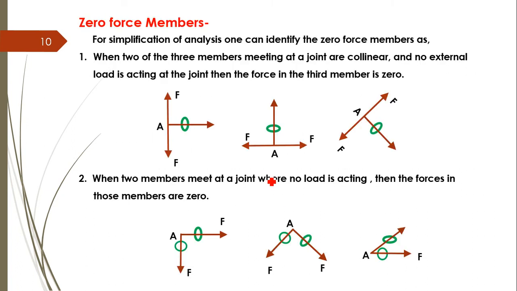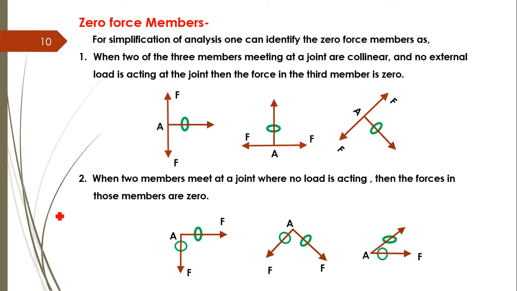So now before starting the actual problem, there is one important thing, that is the zero force member. Now in a truss there are many members, and out of those some of the members will carry zero force. So how to identify that zero force member? If we identify this zero force member earlier, then it will simplify the calculation part. For identification of this zero force member, there are some important points.